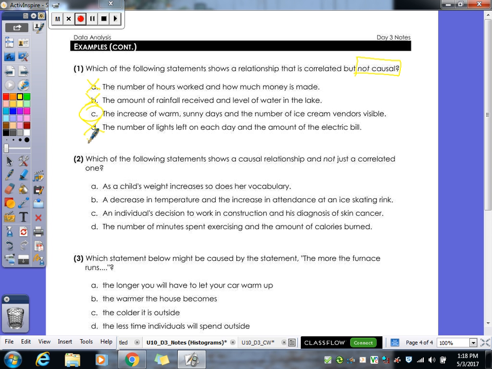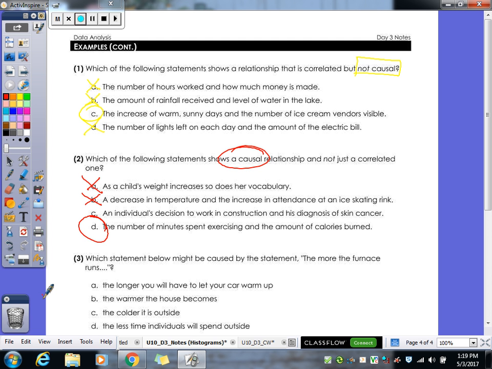And this one, we are looking for one that is a causal relationship. So one thing that caused the other. Does a child's weight increase her vocabulary? No. A decrease in temperature and the increase in attendance at an ice skating rink? No. You say it's D, the number of minutes spent exercising? It is. Exercising and the amount of calories burned. Now, B could have happened, a decrease in temperature and people all said, oh, let's go ice skating outside today. Yeah, that could have happened. It's correlated, but that doesn't mean one thing caused the other.